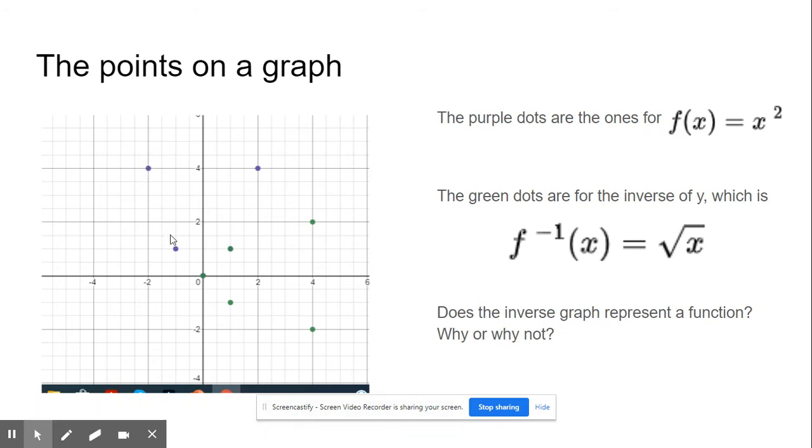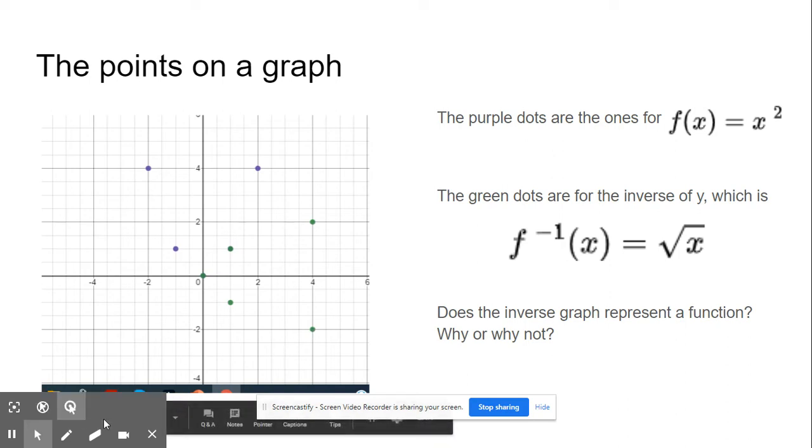So here we have the purple dots representing f of x equals x squared, and the green dots representing the inverse of f of x, which is root x. Does the inverse graph represent a function? Why or why not? In this case, because one value of x has multiple values of y, we would say that the square root of x, as written and graphed like this, would not be a function.